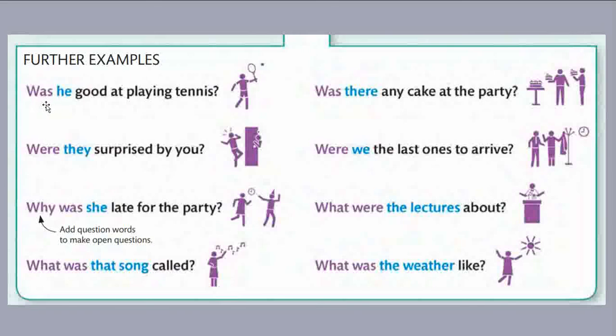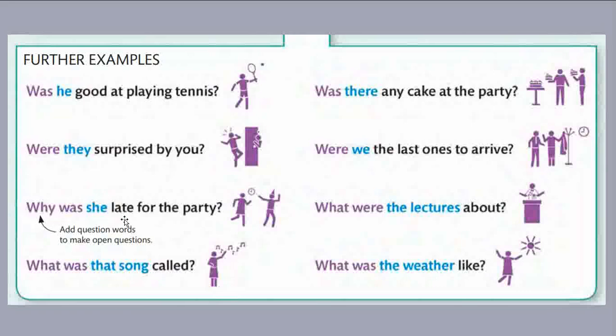Now let us explore this a little further and see how it is constructed. We have the auxiliary, the subject, and then it is followed by the rest of the sentence. Were they surprised by you? Were is the auxiliary, then we have the subject, and we have the verb with ed.